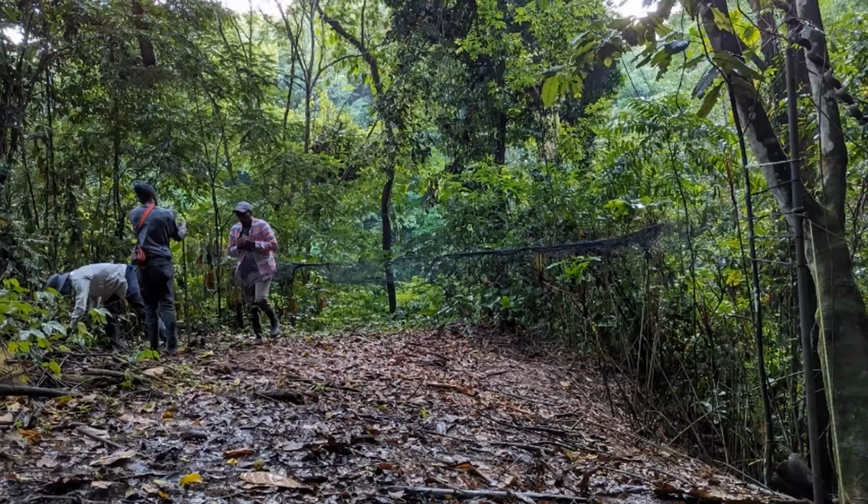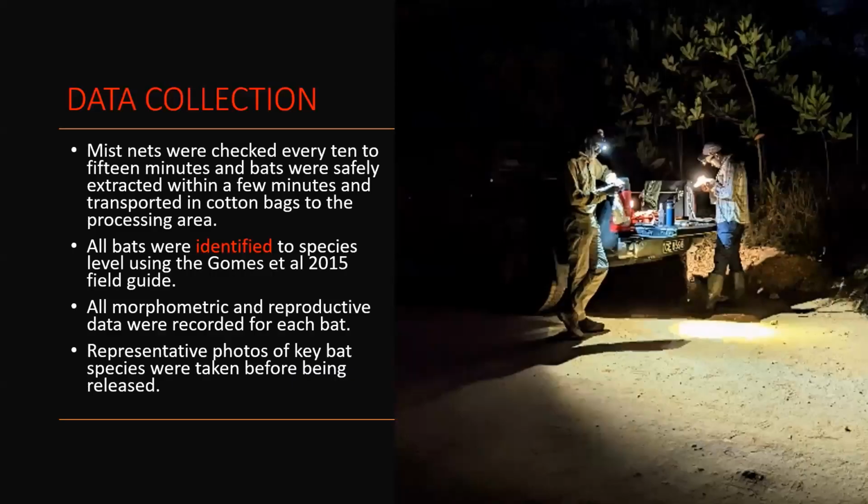Here you can see some of the team members setting up a mist net across a cleared survey site within the Malau Forest Reserve. And on the right hand side, there's a pole that's staked into the forest floor. The ground vegetation is cleared of any debris, and the net is stretched across this site. Mist nets were checked every 10 to 15 minutes, and bats were safely extracted within a few minutes and transported in cotton bags to the processing area.